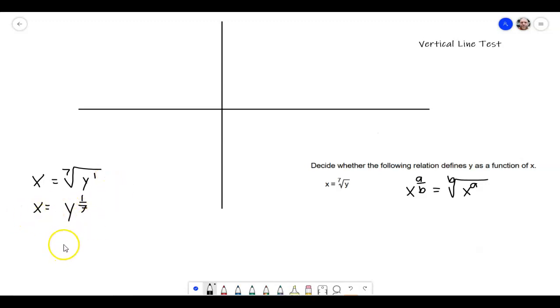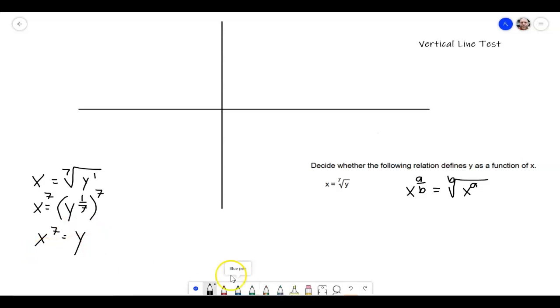So how do we solve for y here? Well, what I can do is raise both sides to the 7th power. Because when we take an exponent raised to an exponent, you multiply them together. And 1/7 times 7 is just 1, so that gets rid of the 1/7 there. So x to the 7th is equal to y.